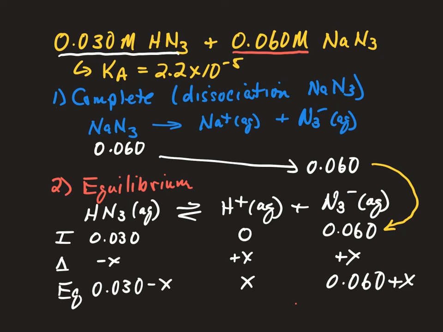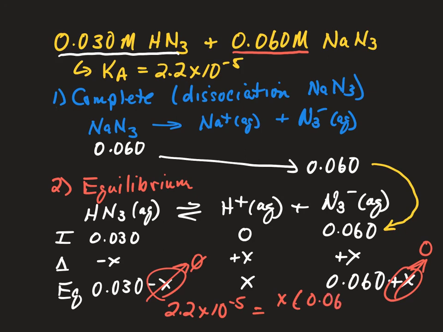We still have our small equilibrium constant, so we're going to make our assumption here and here, that adding a very small number won't change that. And so we're going to get, as our problem, 2.2 times 10 to the minus 5 is going to be equal to x times 0.060 divided by 0.030. And running out of space here, x will be 1.1 times 10 to the minus 5.